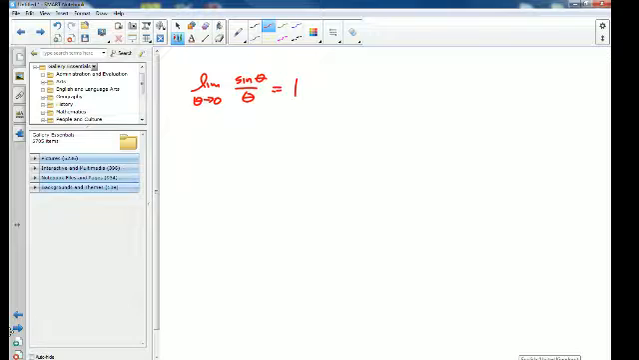The proof is in the book. It's in your book if you want to look at it. We use the Squeeze Theorem. The graph of that is kind of funky. Here's the other one that you have to know.